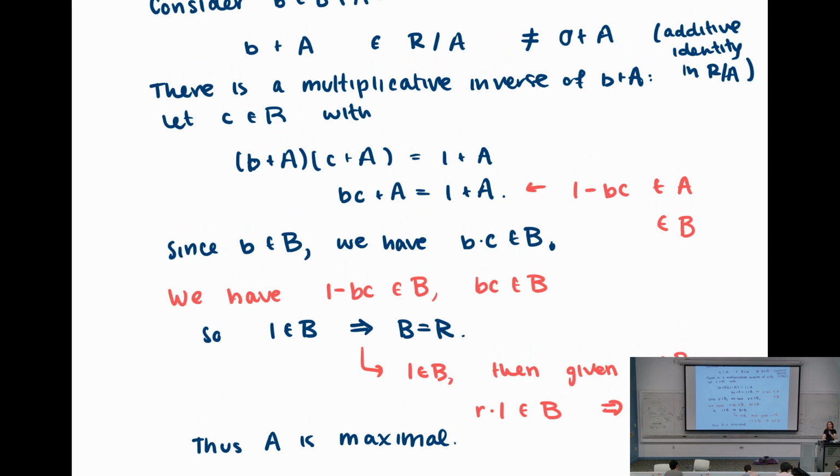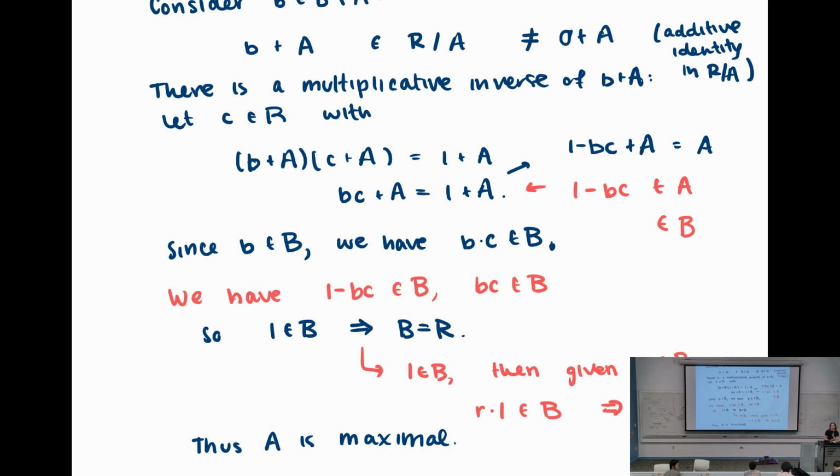Are there any questions about this part? Yeah. Could you just go back over why 1 minus BC is in A? Yes, okay, so from this equality, just by the definition of multiplication of cosets, we have that BC plus A is equal to 1 plus A. And then by properties of cosets, this means that 1 minus BC plus A is equal to A. And that happens only when this element is inside of A.